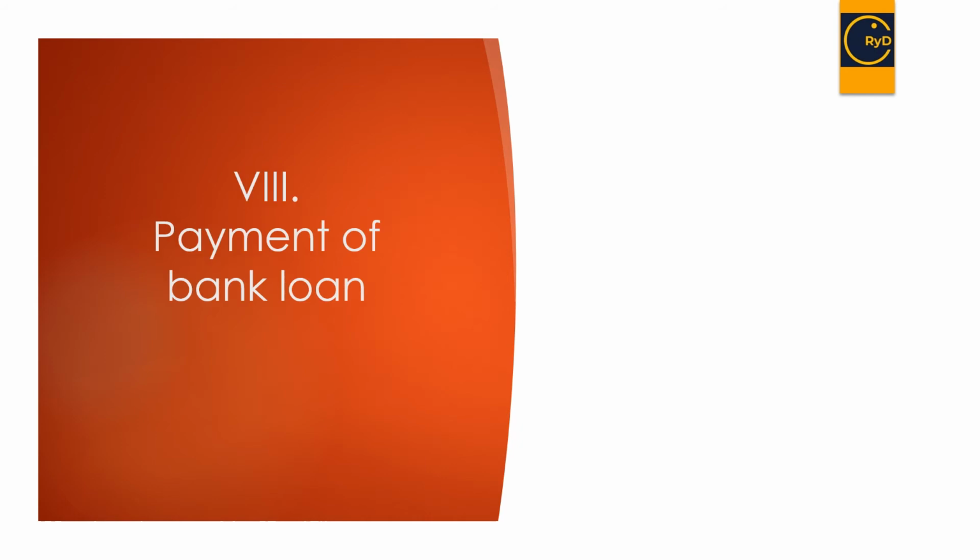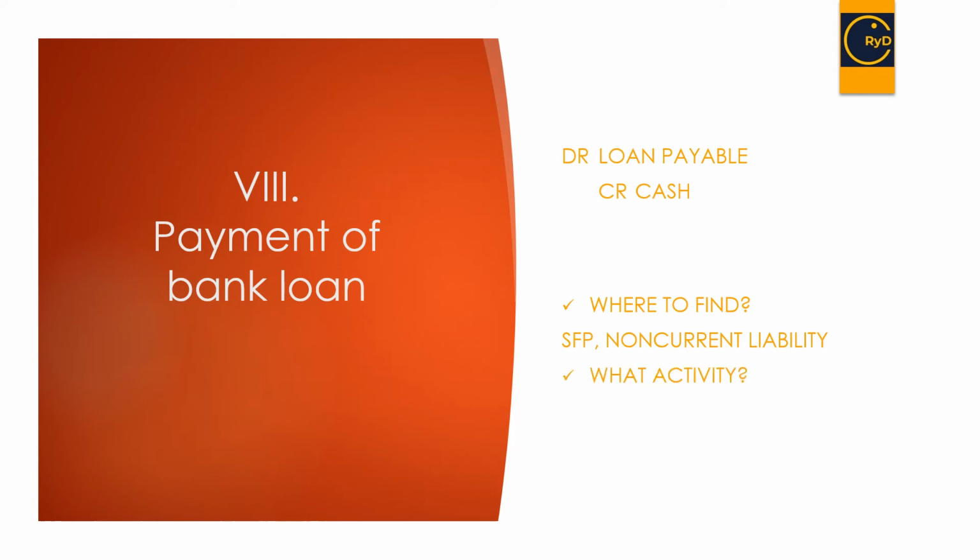Next, we have the payment of our bank loan. Entry would be debit loan payable, credit cash. So where can we find this? In our non-current liability SFP portion. So the activity is financing.